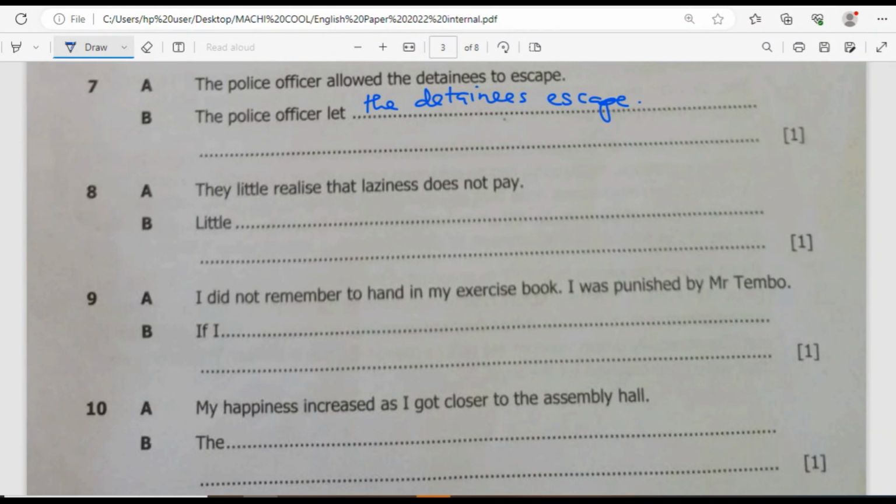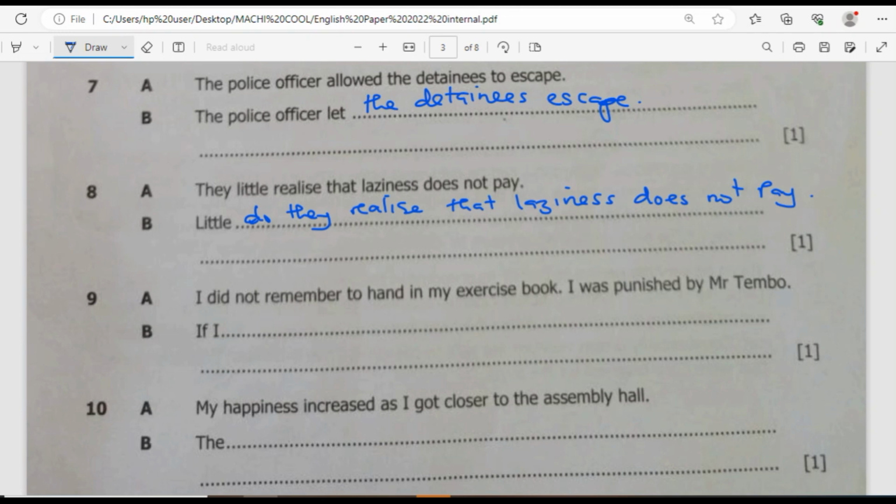They little realize that laziness does not pay. So we can say, little do they realize that laziness does not pay. Okay, so we can move to question 9.